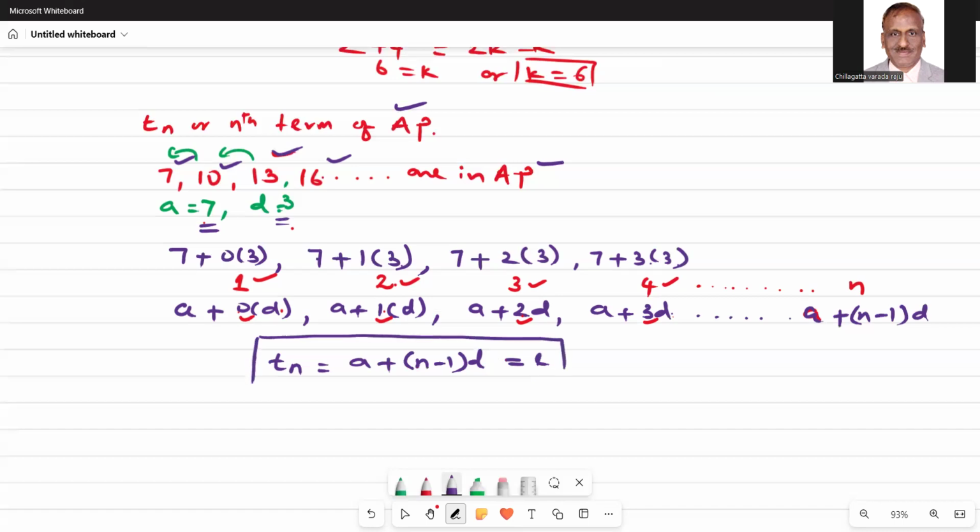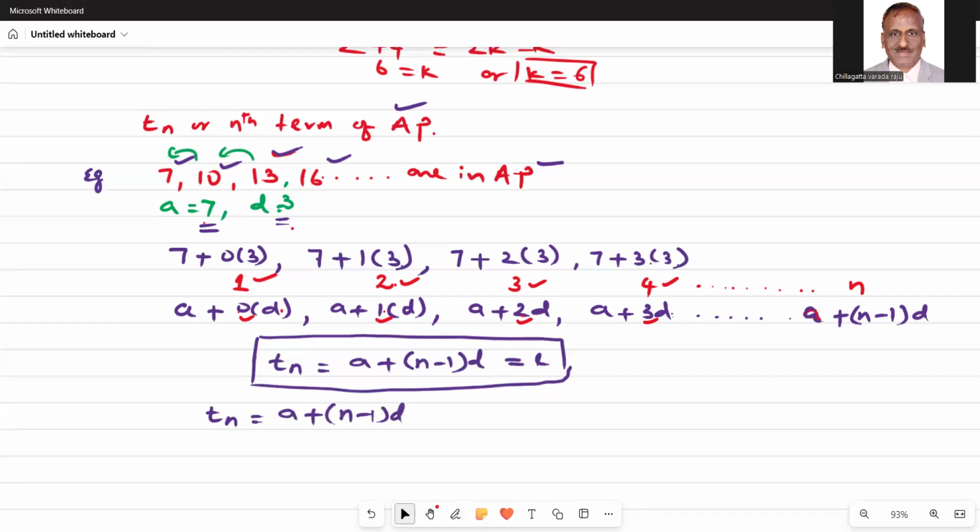How is this formula useful to find a particular term of the given arithmetic progression? Suppose, for example, we take the same example we have taken now: 7, 10, 13, 16. Suppose we want the fifth term. We will check what the fifth term will be here. So Tn is equal to A plus (n minus 1) into D.